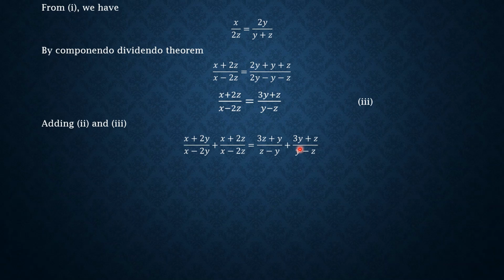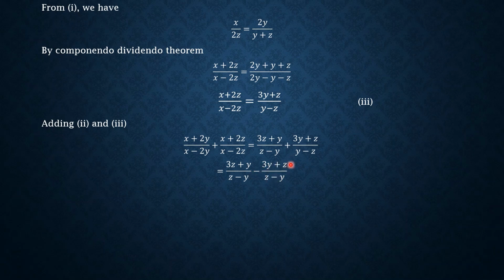Now we will take LCM on the right side in order to add the above fractions. So we will take here that 3z plus y over z minus y, and we want to make the denominator of the second fraction the same as the denominator of the first fraction. So we will take minus common here. So we will write this fraction as 3y plus z over y minus z equal to minus into 3y plus z over z minus y.